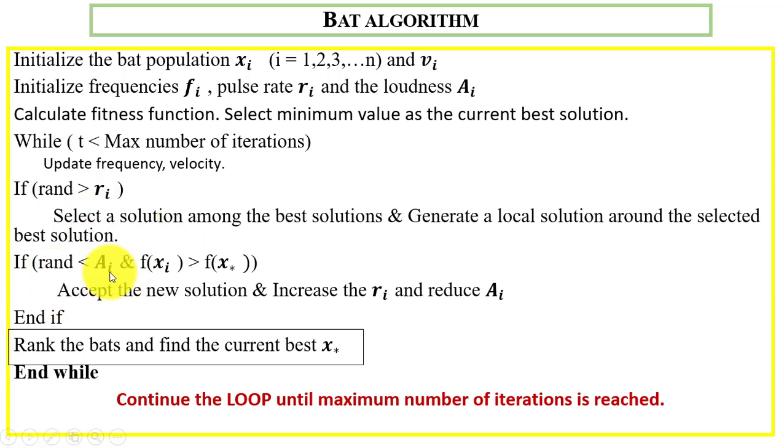In the next step, you know, we need true here. If this is true and this is true, then the output is true, then we will accept the new solution and increment. If one condition is false and one is true, then this is false. Rank the bats, and we will continue this loop. So that's how this algorithm is working. So this is just a simple algorithm.